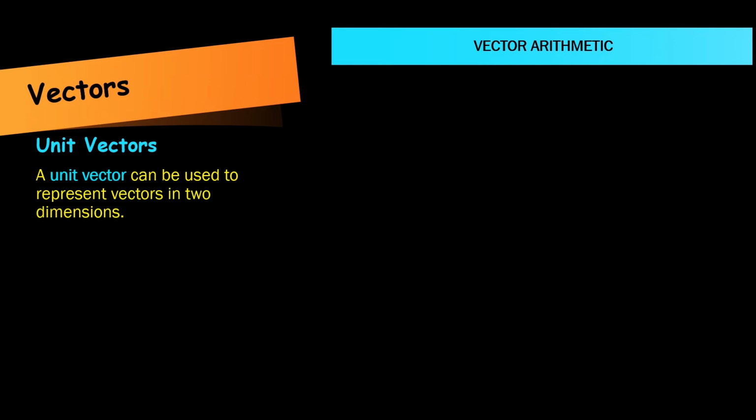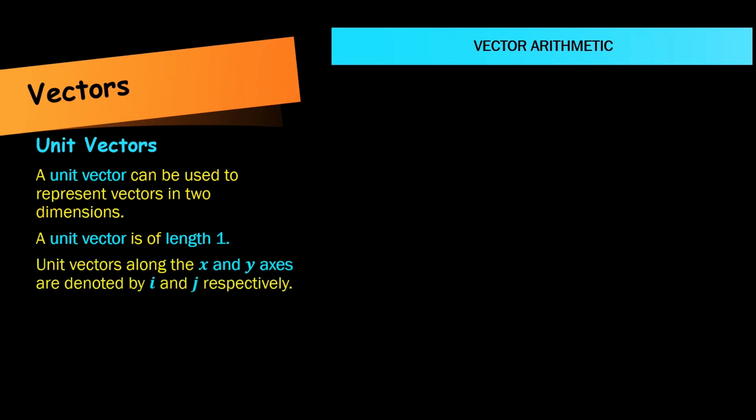Let's now take a look at unit vectors. A unit vector can be used to represent vectors in 2 dimensions. A unit vector is of length 1. Unit vectors along the x and y axes are denoted by i and j respectively. So i equals (1, 0) and j equals (0, 1). Here's i and here's j.